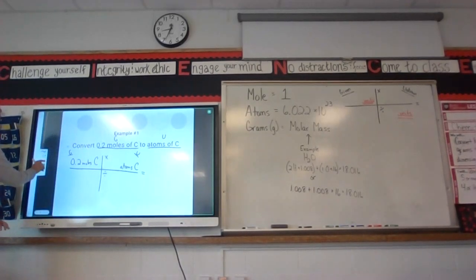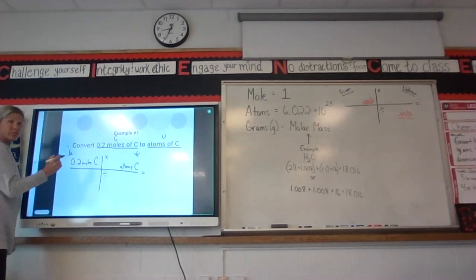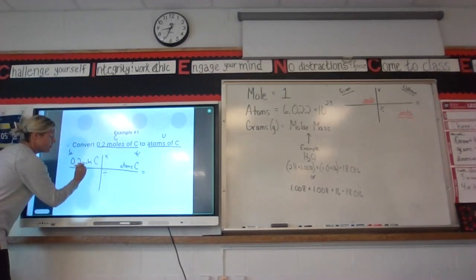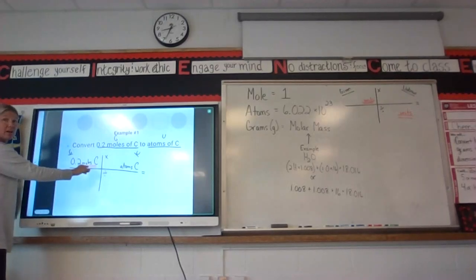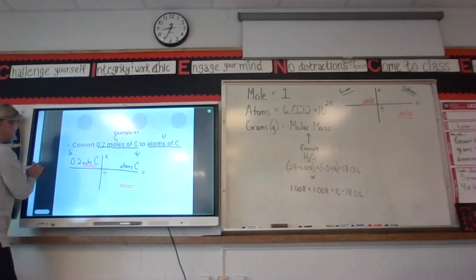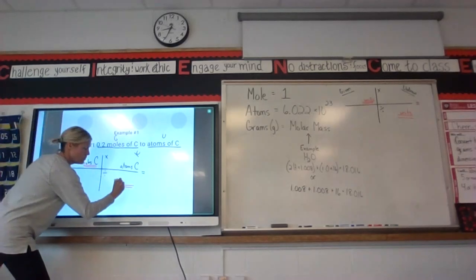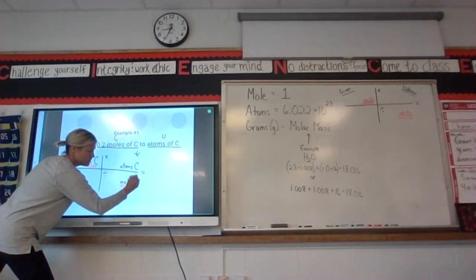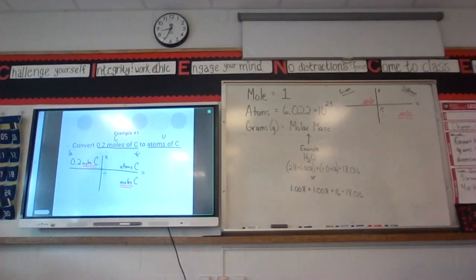Now, this is where your highlighter comes into play. Get your highlighter. Whatever units are here, you're going to highlight: moles of C. Whatever units are here, just the units, not the number, automatically go down here. So if moles of C is here, moles of C goes here. If atoms was here, atoms would go down here. Does that make sense?